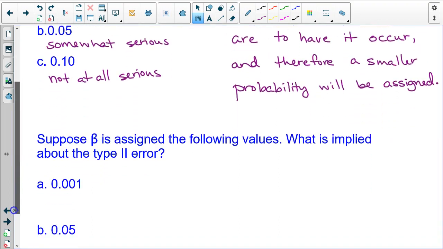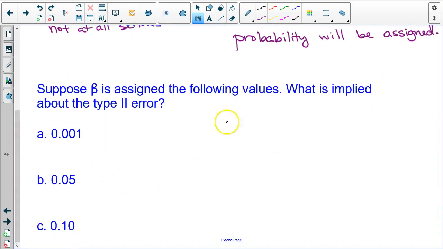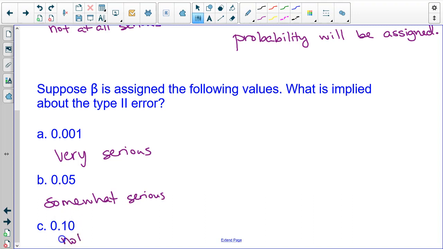All right, beta has the same kind of rules. So what is implied about the type 2 error if it's 0.001? Yeah, that one as well would be very serious. This one, somewhat serious. And the last one, not at all. We're not really concerned about it.